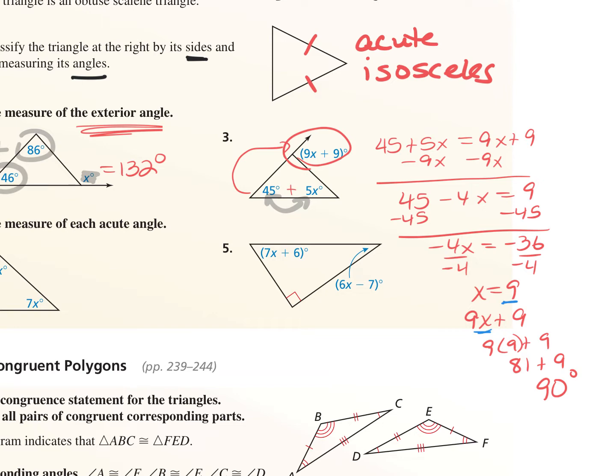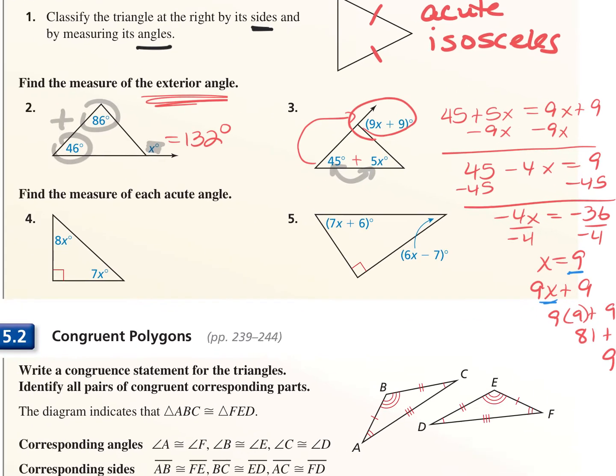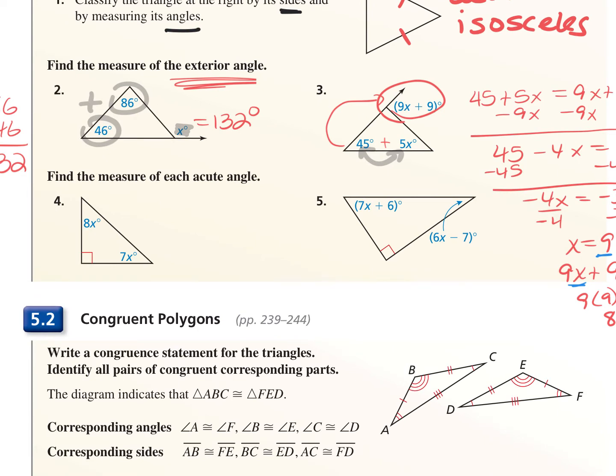Now for the next ones, number 4 and 5, this is where I'm going to use my triangle sum theorem, and I know that the 3 angles of a triangle are going to add up to be 180.